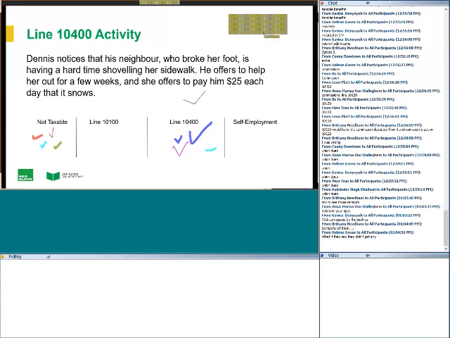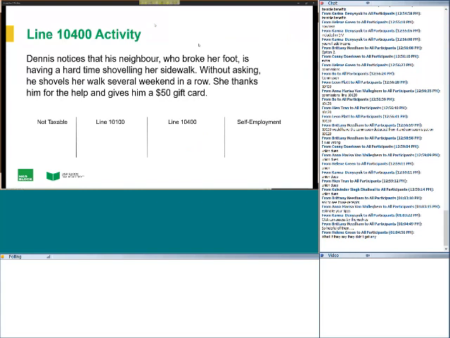All right, let's try another example. And we're going to do Dennis and his neighbor again. This time, he noticed it, and without asking, he just shoveled her walk. He was like, "I feel really bad. I'm going to shovel her out because I know she's struggling." She says, "Oh my gosh, that was amazing. Thank you so much. I couldn't have made it through the winter without you." And she gave him a $50 gift card.